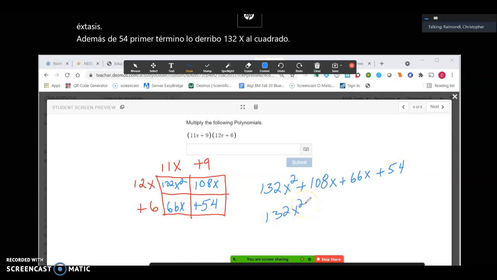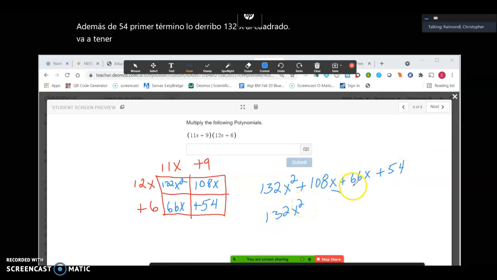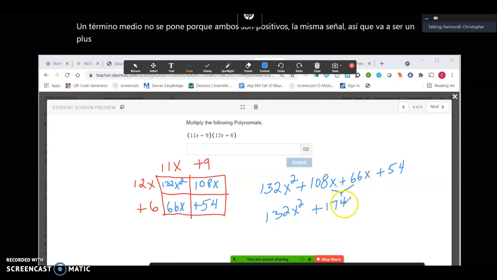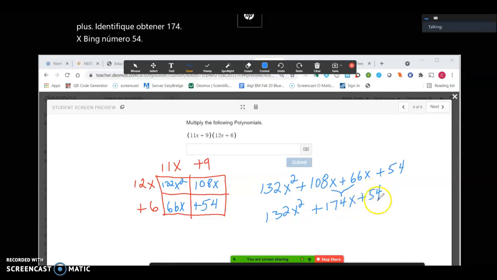My first term, I bring it down, 132x squared. I'm going to have to add my middle terms, and I'll get, because they're both positive, same sign, so it's going to be a plus. Add that up, I get 174x, bring down my 54. So this is my answer.